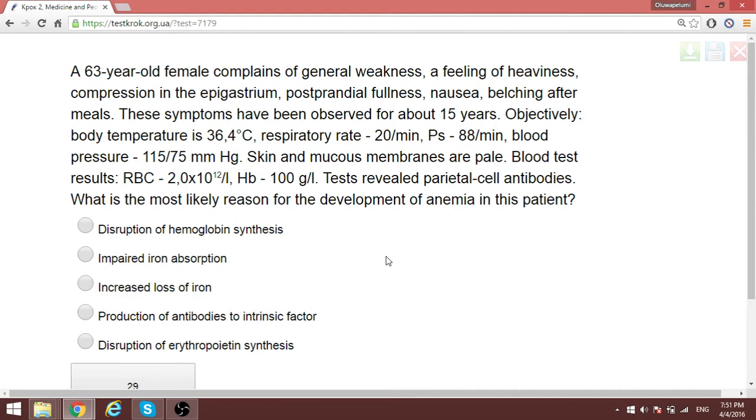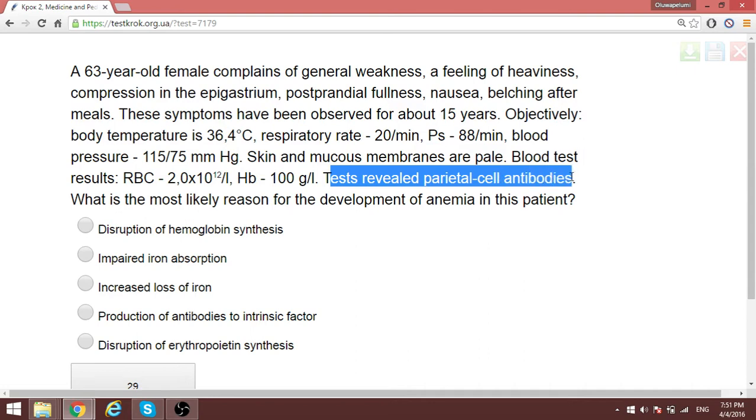So we have a question, a 63-year-old patient. And if you read through, these are signs of anemia. The patient has been suffering this for about 15 years, and tests revealed parietal cell antibodies. So, antibodies against parietal cells.